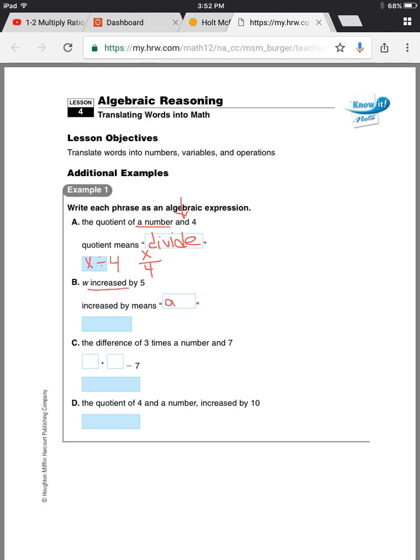So the next one, we're looking for our math word, increased. Increased means to add. Okay, so we have w, it already gives us our variable. Increased, which we said was add, by 5.